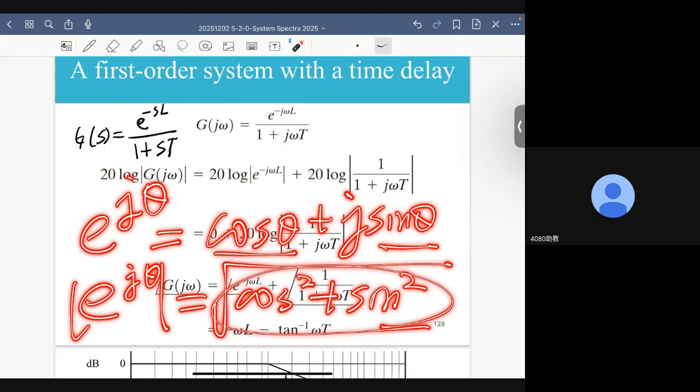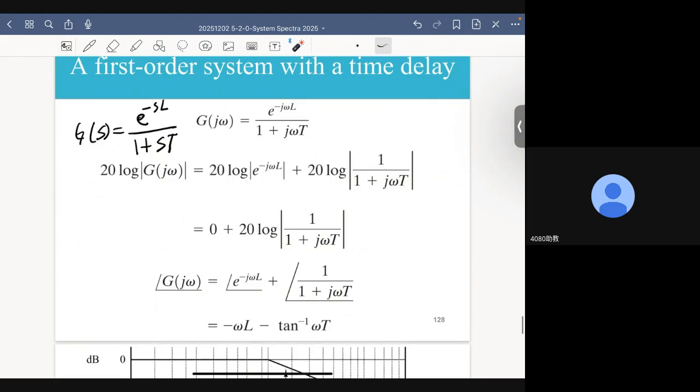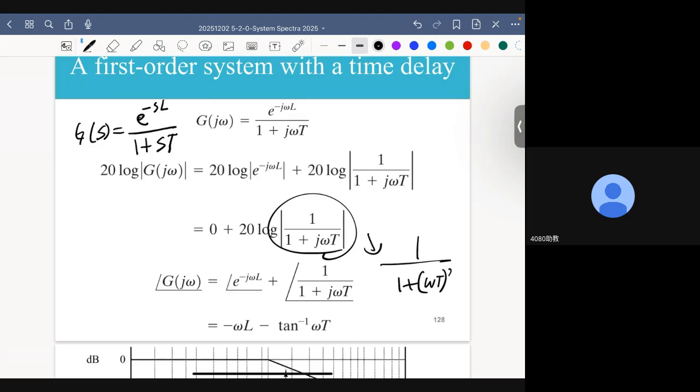And since this is always 1, and if this is 1, after taking log it is 0. And this remains what it is, okay? Now, of course, this term here is the square root of 1 plus (omega t) squared, all right?